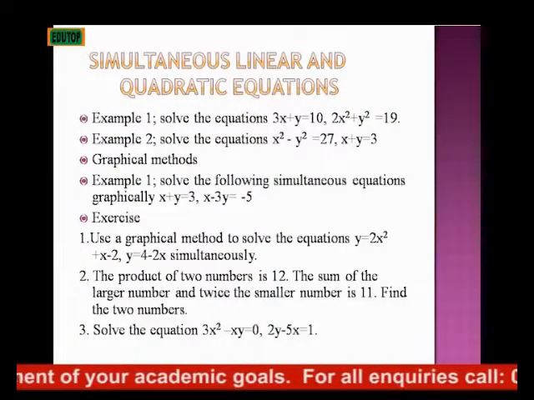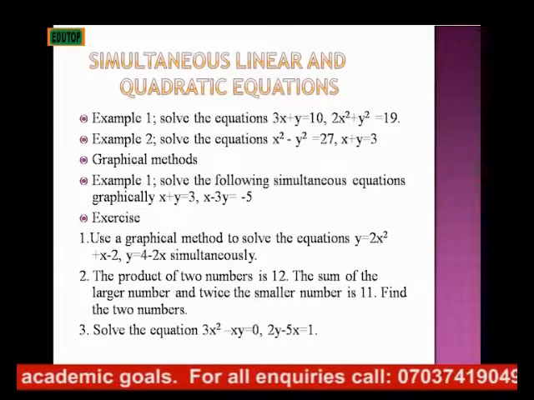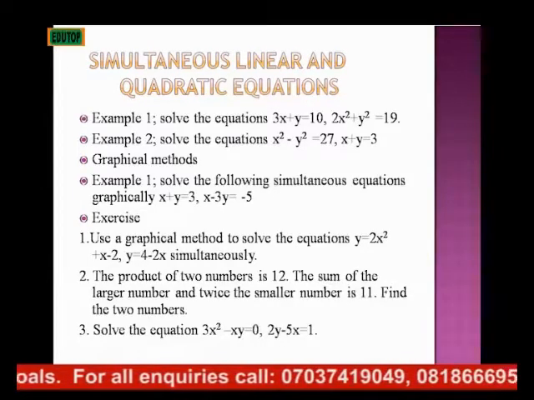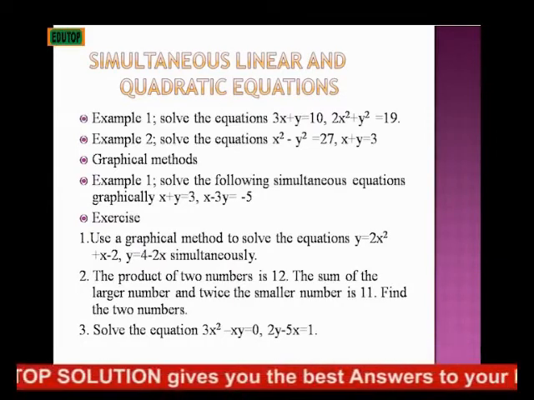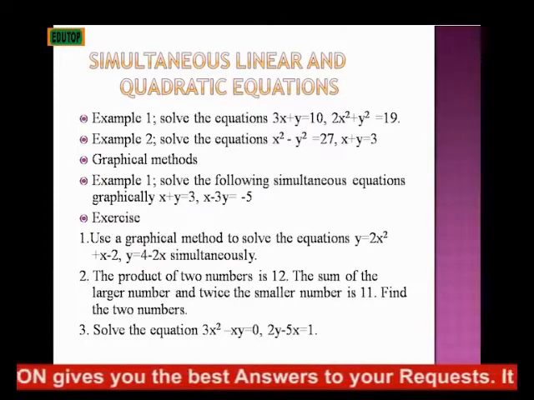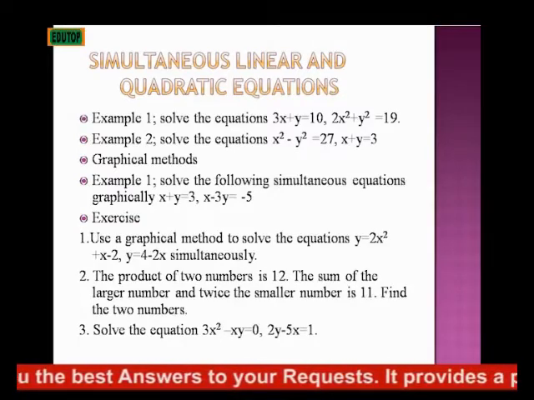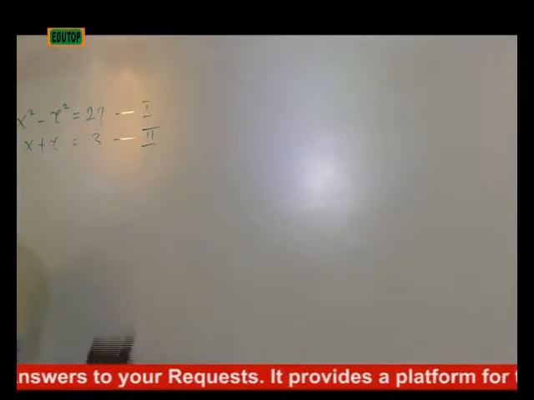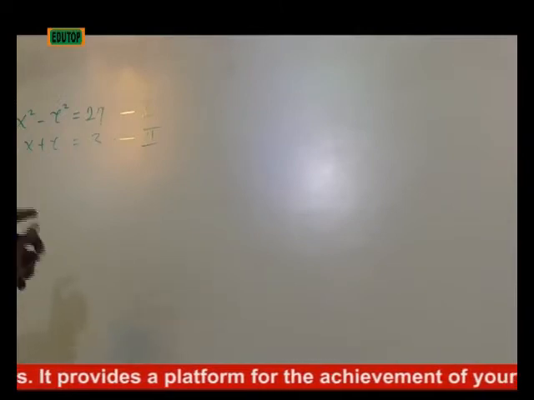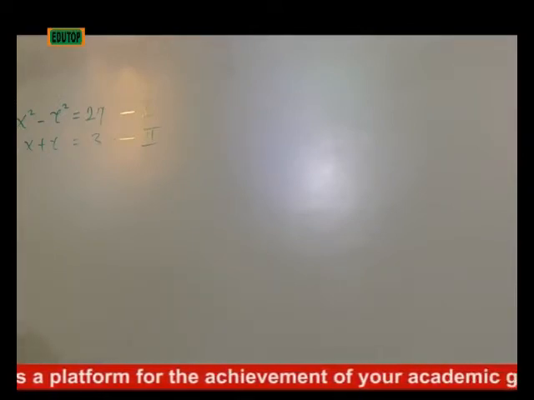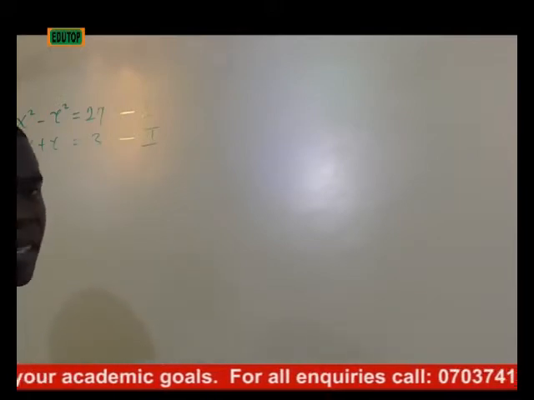So example 2 now. We have to solve these equations. We have x squared minus y squared equals 27. Then we also have x plus y equal to 3. This is equation 1 and this is equation 2. If you look at these two equations very well, we discover that the first one is a quadratic equation, while the second one is a linear equation. The second equation is simpler than the first equation.